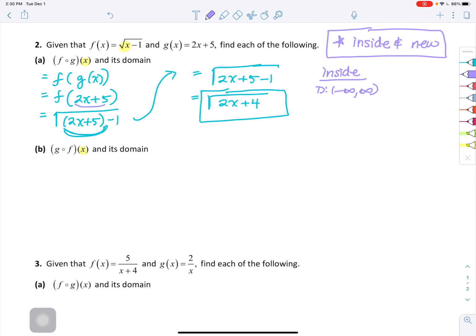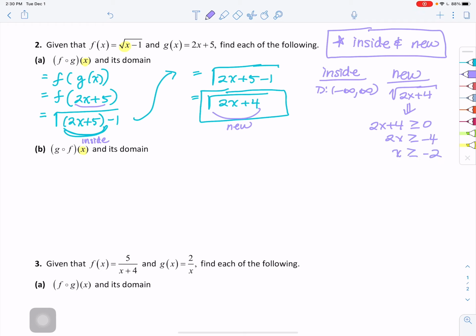Now, our new function is the square root of 2x plus 4. So what do we have to say? 2x plus 4 has to be greater than or equal to 0. 2x has to be greater than or equal to negative 4. And x has to be greater than or equal to negative 2. So our domain of this new composite function is negative 2 to infinity.